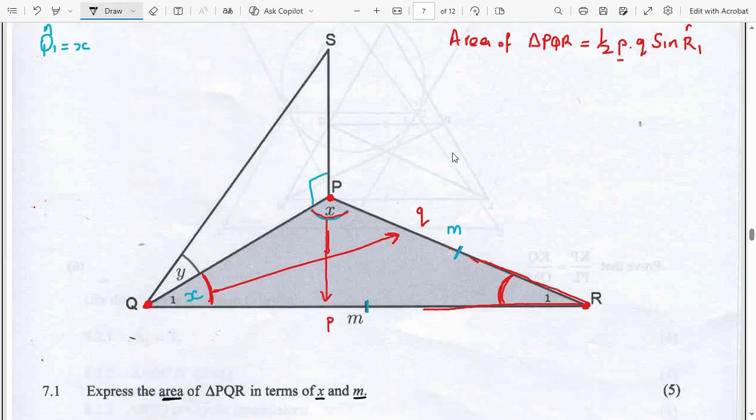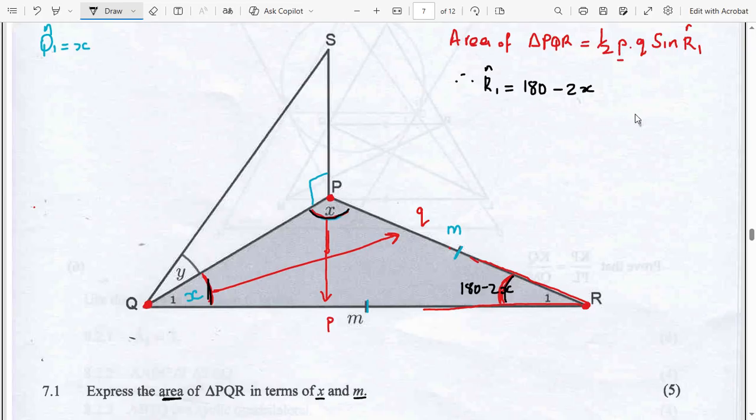So what I'm trying to say is that if I take this angle, I add it with that angle, and also add it with that angle, I should get what? 180. Therefore, this tells me that angle R1 is equal to 180 minus the sum of these two angles, which is x plus x, that gives me 2x. So that is angle R. So this will be 180 minus 2x.